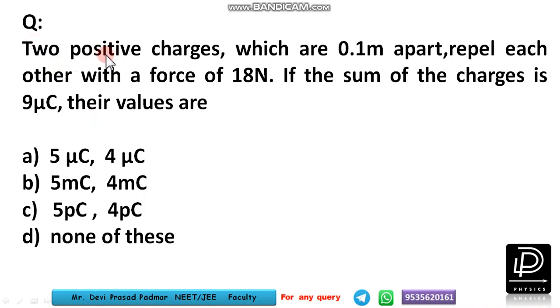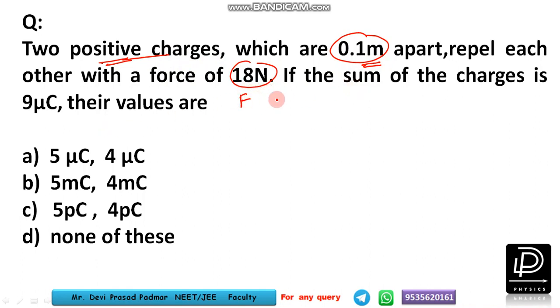Given that there are two charges separated by a certain distance, that distance is 0.1 meter. Two similar charges, two positive charges, are 0.1 meter apart, and they repel each other. Why? Because both are positive charges, so there must be some repulsive force, and the magnitude of force is given, that is 18 Newton. So two positive charges separated by a certain distance repel each other with a force of 18 Newton.